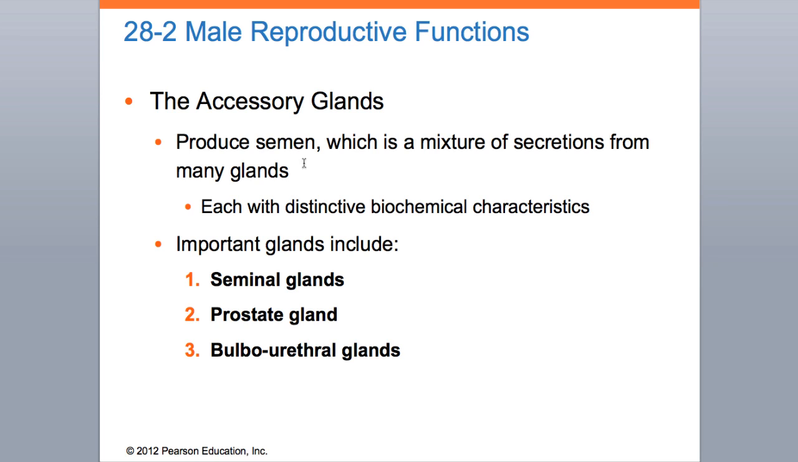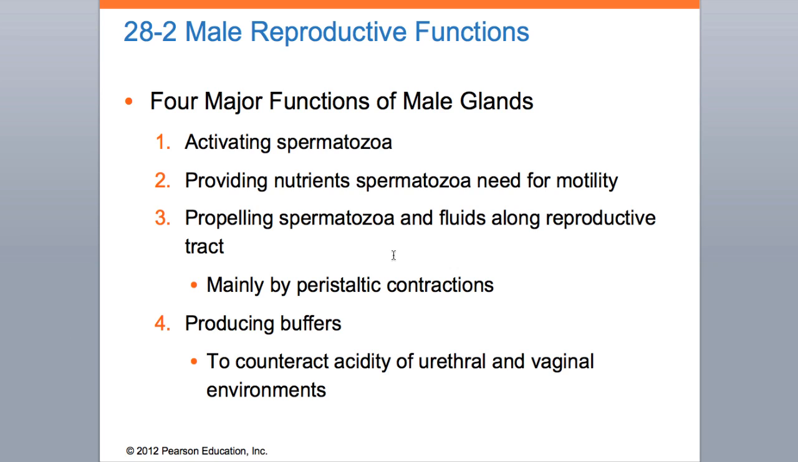Notice we're now using the word semen. So semen is a collection of sperm and the fluids from all three of these that you see in front of you. So semen is sperm plus fluid of the seminal gland, prostate gland, and the bulbourethral gland. Next slide. Don't care too much for this picture.